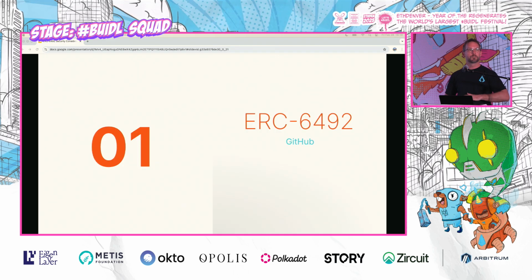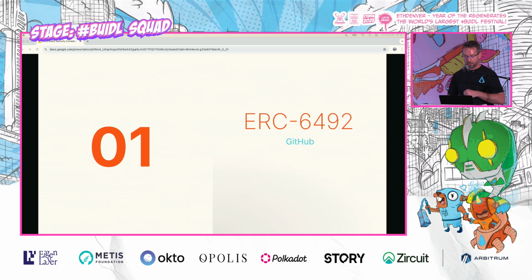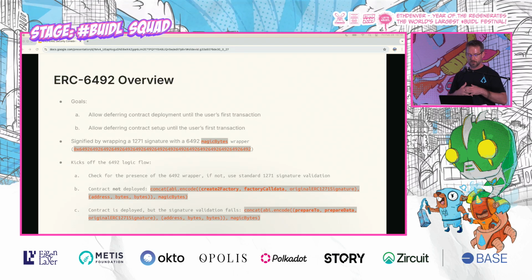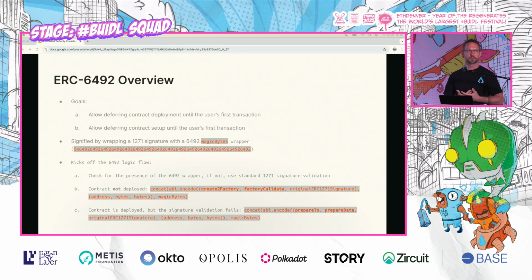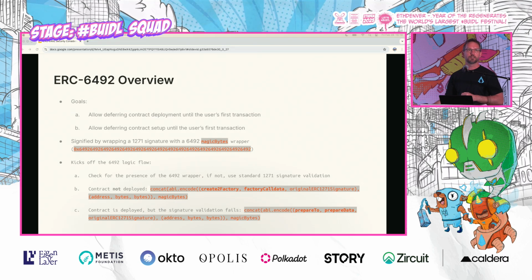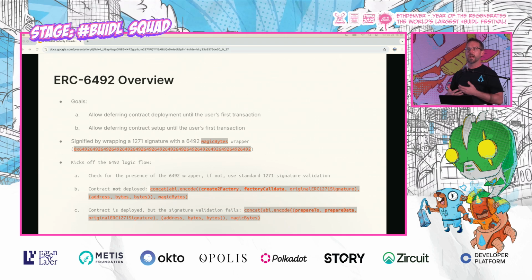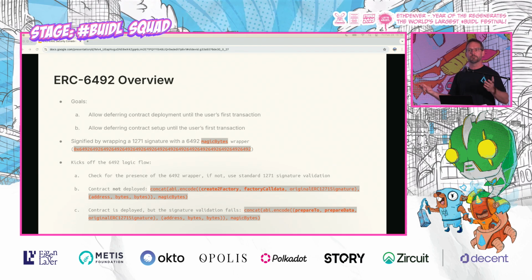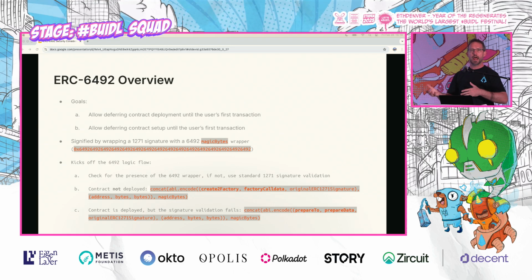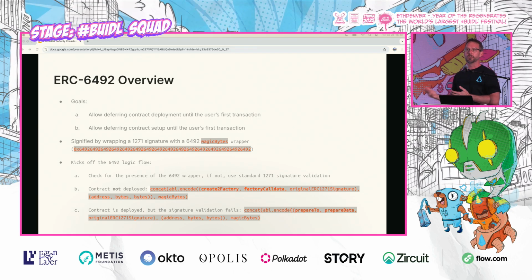Okay, 6492 builds on top of 1271. So the problem that 6492 is trying to solve is, as I said, the user is deploying their proxy, or the proxy will be deployed using a factory, and that may not yet be deployed. So now we're dealing with a multi-chain environment in blockchain. Perhaps you have your smart contract wallet deployed on mainnet, but you don't have it deployed on the L2.